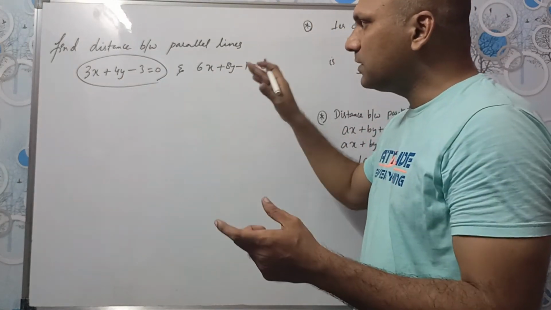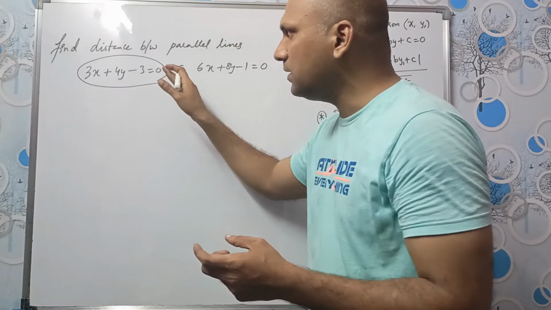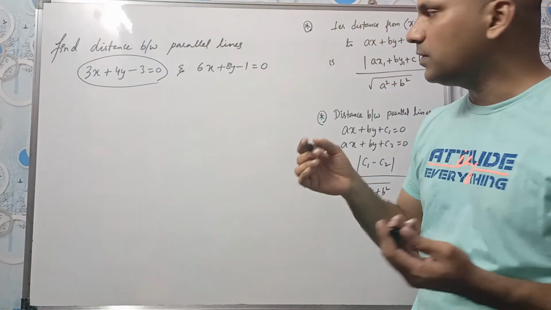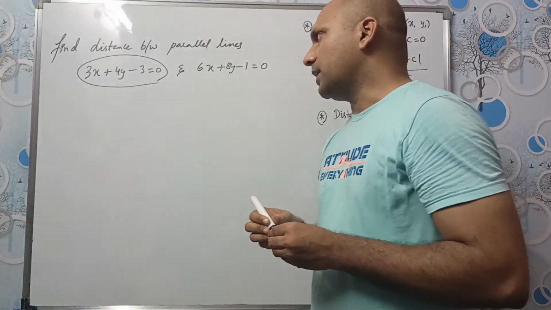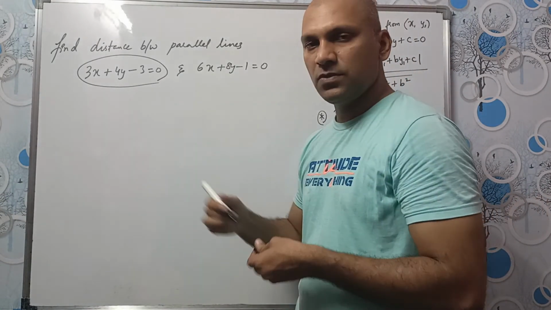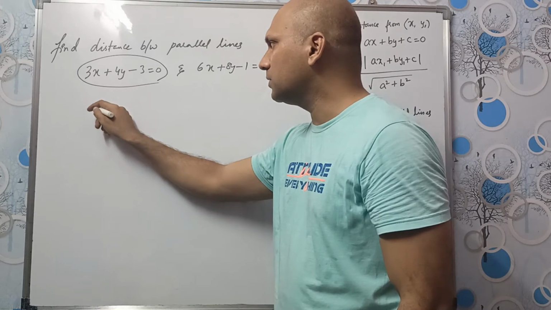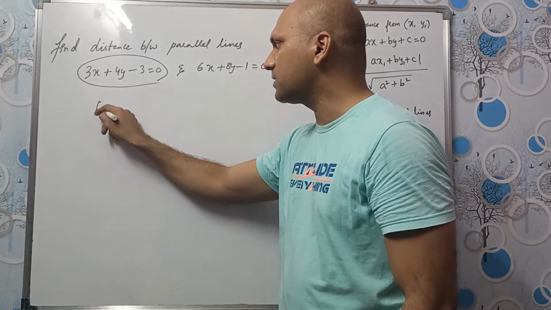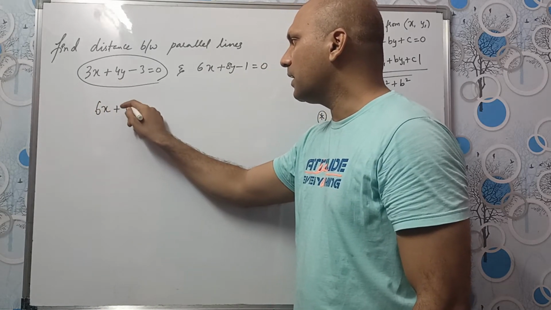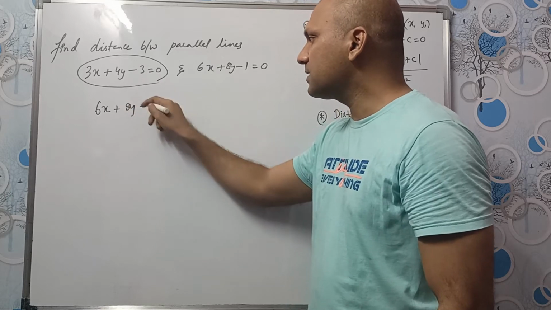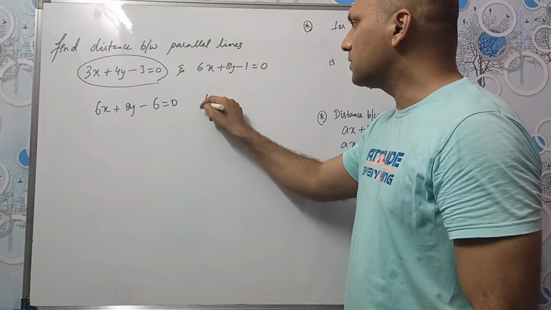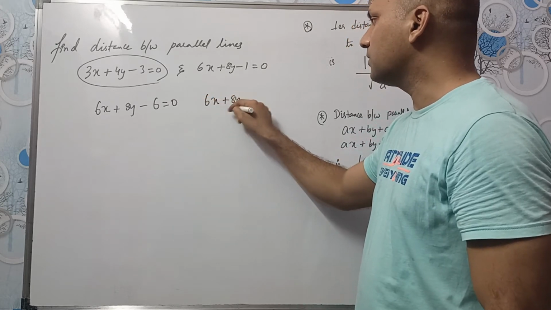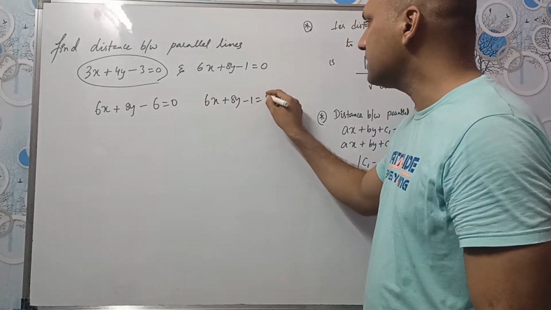First see whether the coefficients of x and y are same or not. If they are not same, make them same. Here they are not same, so we are multiplying both sides by 2. So if you multiply both sides by 2, this will become 6x, this will become 8y minus 6 is equal to 0 into 2, which is 0. So the lines are like this now. That is the first line and this is the second line.